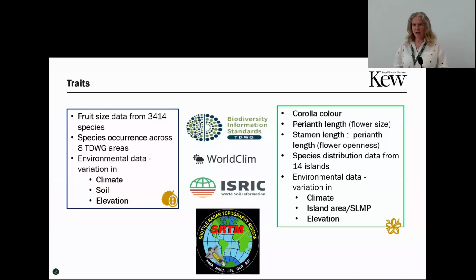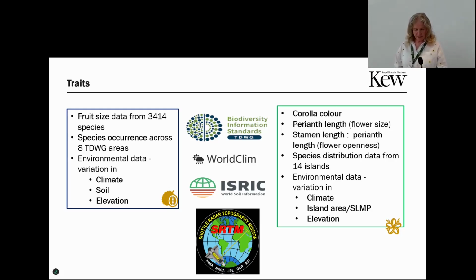So what did we do? We had a quite diverse team of students, curators, botanists, researchers, and external collaborators. We mined plant species descriptions for certain traits. We looked at floras, e-floras, protocols. Where we couldn't find that information, we measured the herbarium specimens themselves and gathered data from their labels for habitat and distribution information. We took species occurrence over 8 TDWG, so standardized geographical areas.